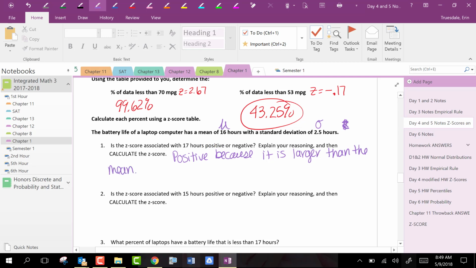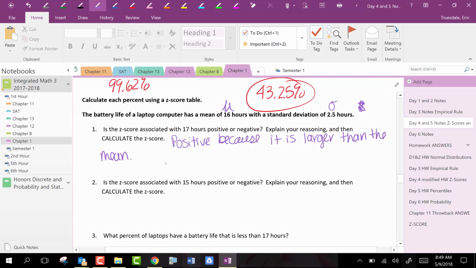Okay, and then it says calculate the z-score. So I'm going to do z equals, the data value always comes first. So data value 17 minus 16 divided by 2.5. Should give you 0.40. Be able to get that?